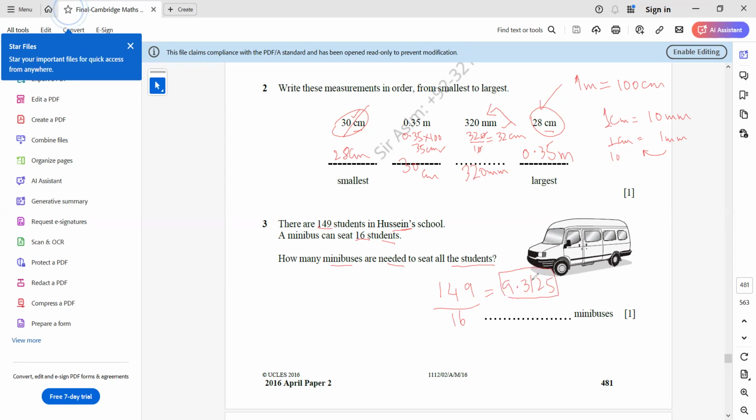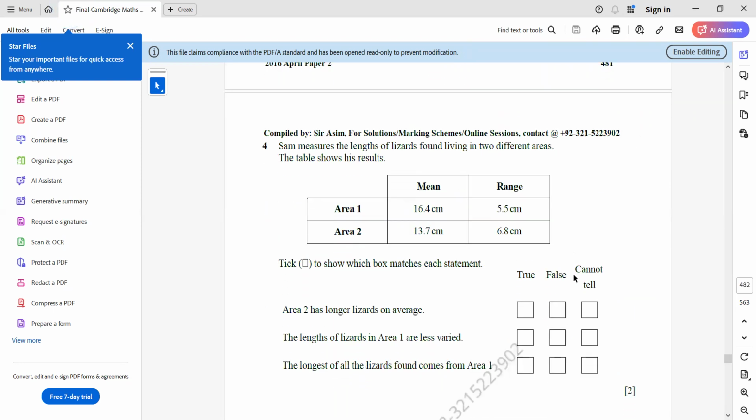These many buses are needed to accommodate 149 students. Since the number of buses cannot be a decimal quantity, that means 9 complete buses, but we would still be left with some students to be accommodated. So to accommodate the remaining students, we need one more bus, that is 10. So the answer is 10 minibuses should be used to accommodate these 149 students. Okay, after this, now it's question number 4.